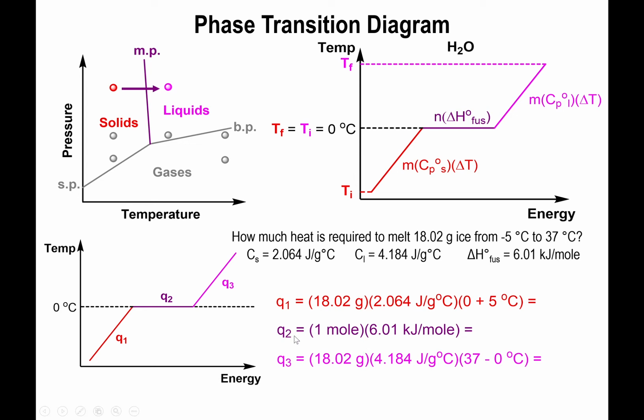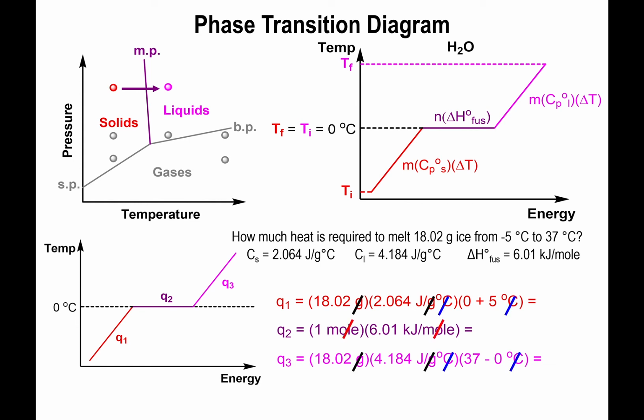Now for Q2, what you have to do is take the 18.02 grams of water and change it to moles using the molar mass of water, which is also 18.02. So you actually are dealing with 1 mole of water. But this gets multiplied by delta H, which is 6.01 kilojoules per mole. Then finally, Q3 multiplies the mass by the heat capacity of the liquid, which is 4.184, and the final temperature, which is 37 according to this, minus the initial, which is 0 degrees Celsius, the point where Q2 ends and Q3 begins.